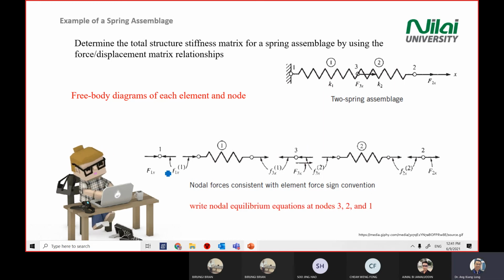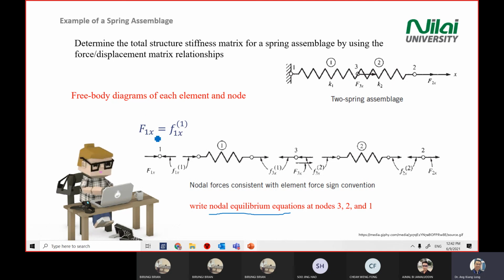What we need to take home is that all the points must be in equilibrium. It means that all the forces on that point must balance itself. All the forces at that point must equal 0. So in this case, we know that capital F1x will equal small f1x1, if you refer to the first diagram. And then at the second point, F2x will equal small f2x2, because it refers to point number 2.